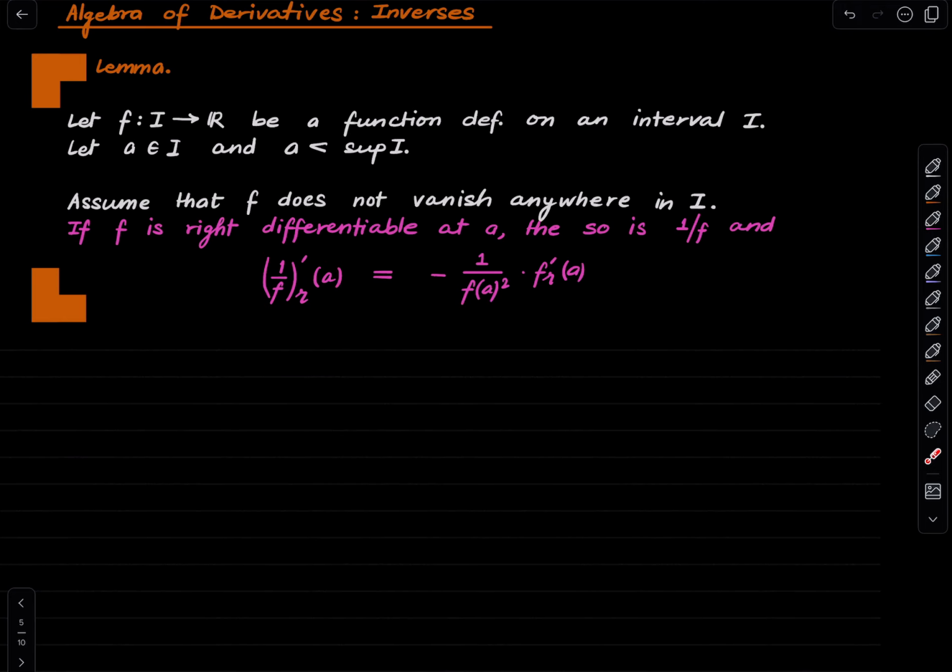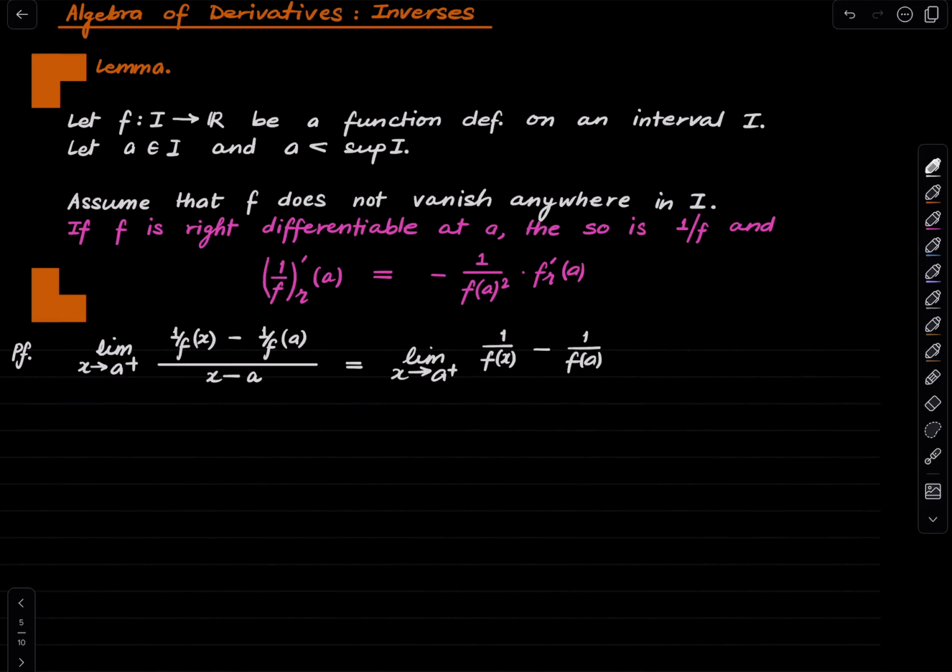Strange looking formula, but yeah, it's also pretty straightforward. So we are concerned with this limit. We want to show this limit exists and is equal to that number. Okay, but by definition, that's the definition of 1 by f of x.